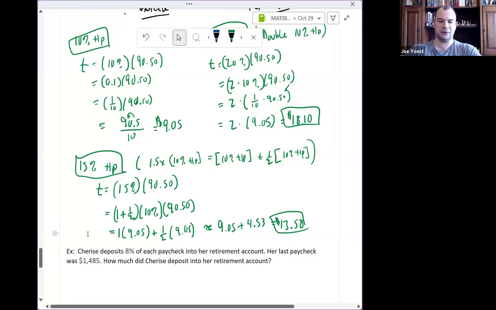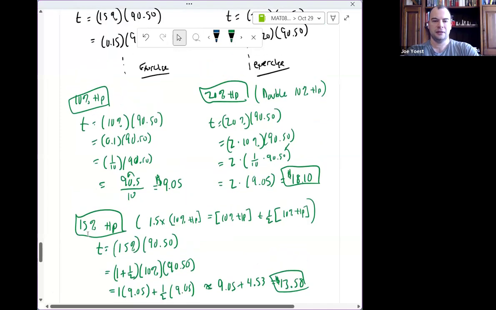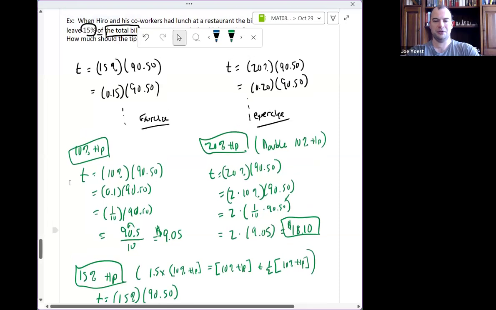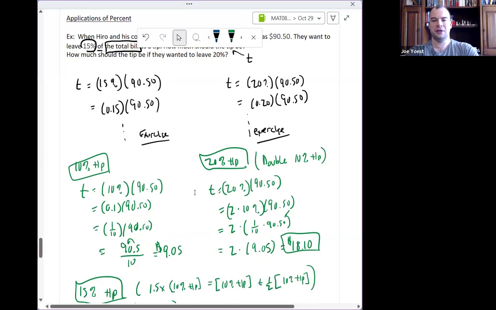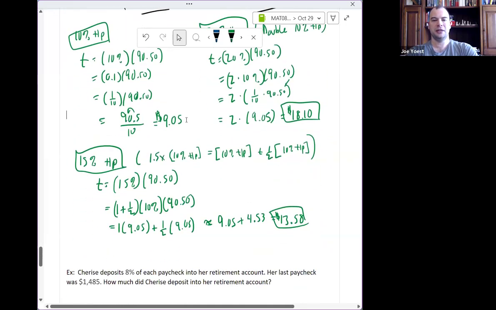So if you want to compute a tip at a restaurant, you start off with the basis of a 10% tip, because that's easy to compute. You take your bill, you shift the decimal point one to the left, that's $9.05. That would be a 10% tip. If you want to leave 20%, you just double that amount to say $18.10. If you want to leave a 15% tip, you leave that amount plus half of that more, so about $9 and then another $4.50.